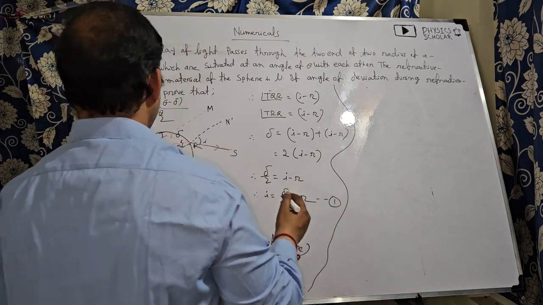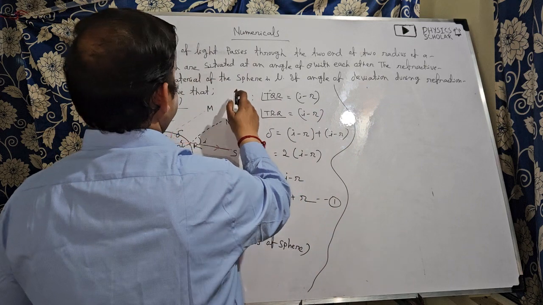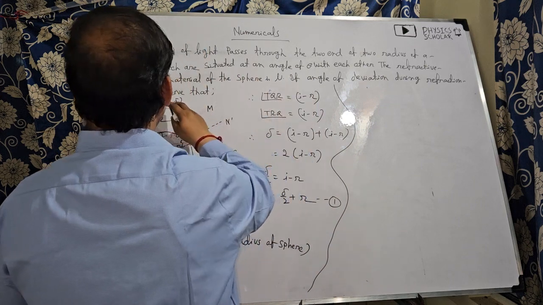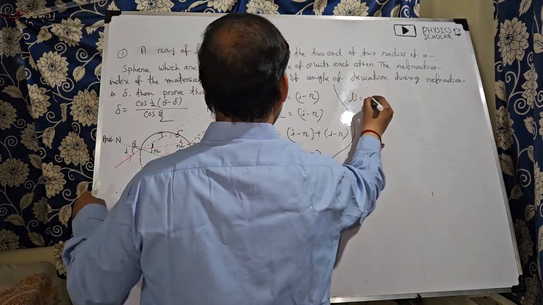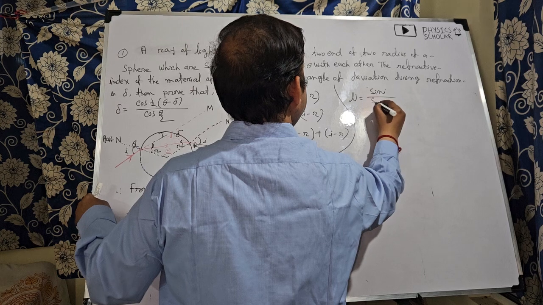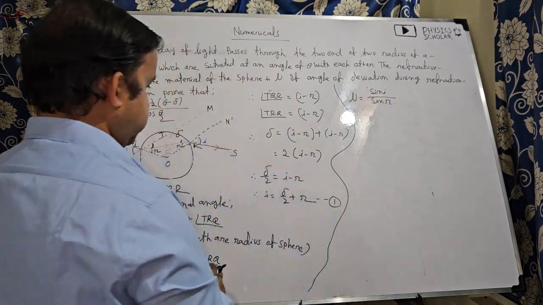Now, what we can write? For a ray of light passing through, the refractive index of the material, mu, is equal to sin i by sin r.